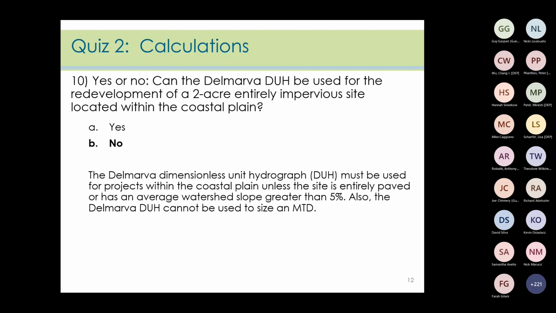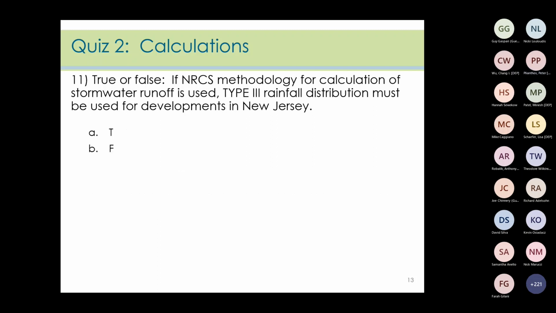Number 11, True or false? If the NRCS methodology for calculation of stormwater runoff is used, the Type 3 rainfall distribution must be used for developments in New Jersey. And this is false. As heard from Anthony today, NOAA C or D distributions must be used, not the Type 3.